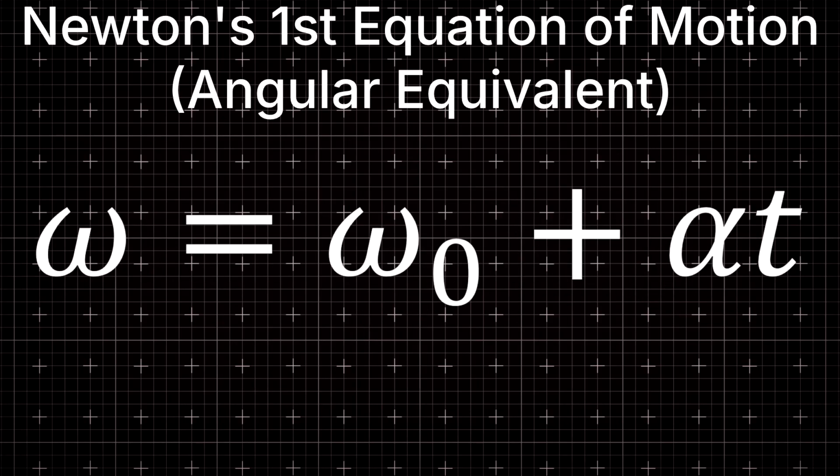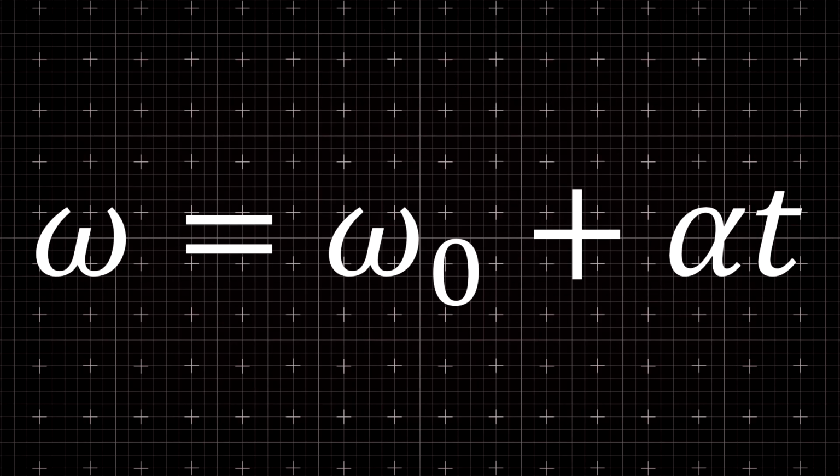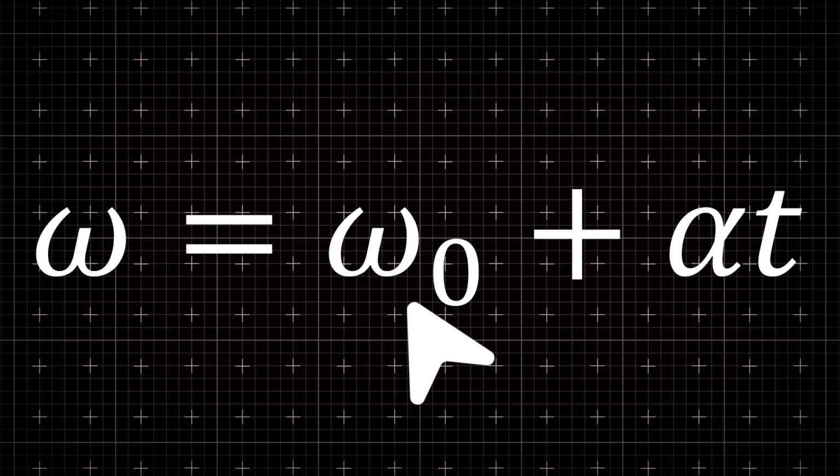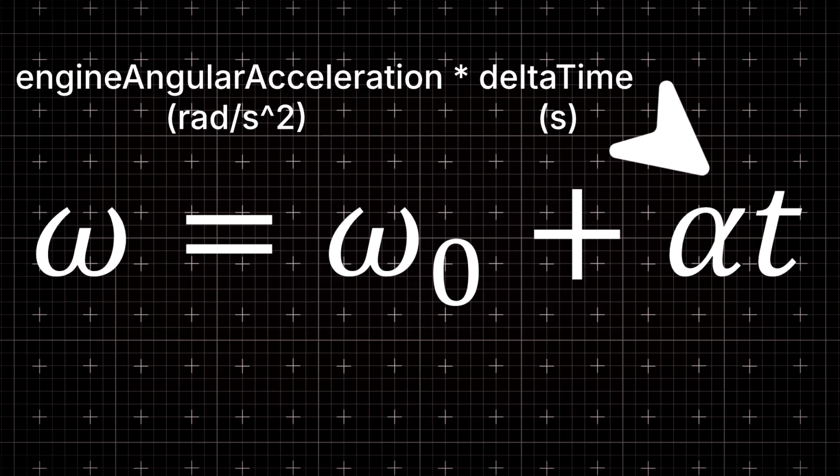by Newton's first equation of motion, which states that an object's updated angular velocity is the sum of its initial velocity plus the angular acceleration the object is experiencing, multiplied by the time delta between the current time and the time of the initial velocity reading.